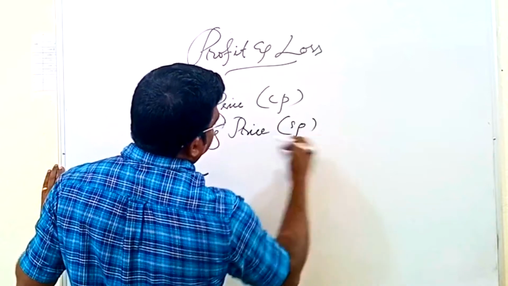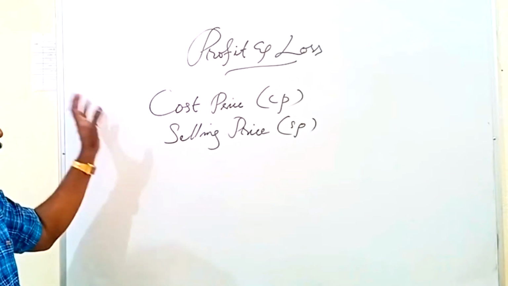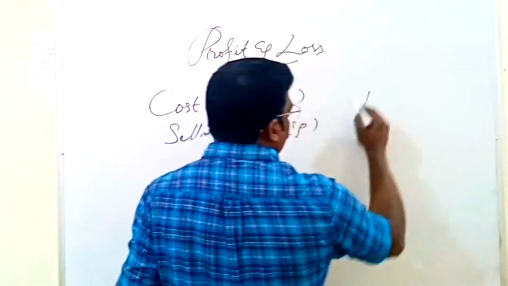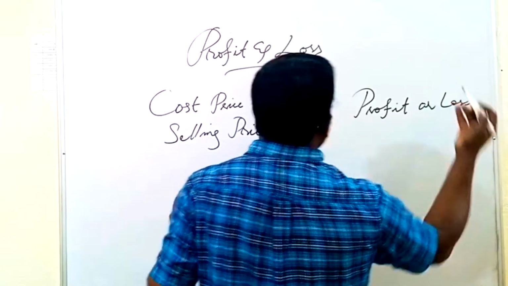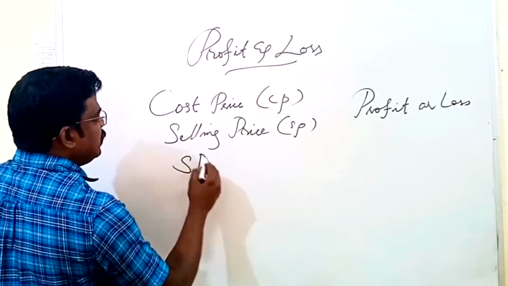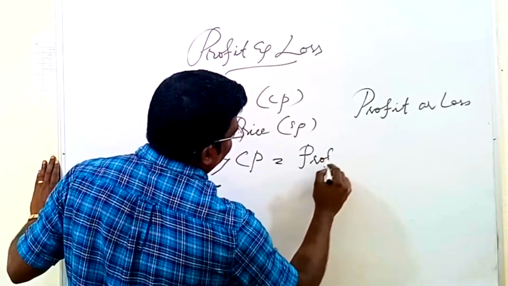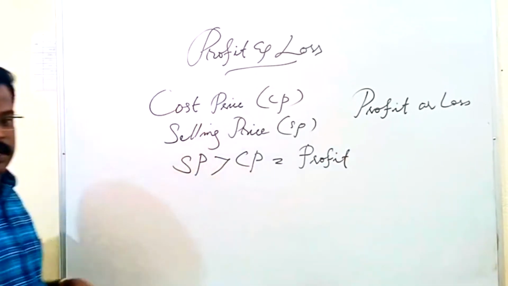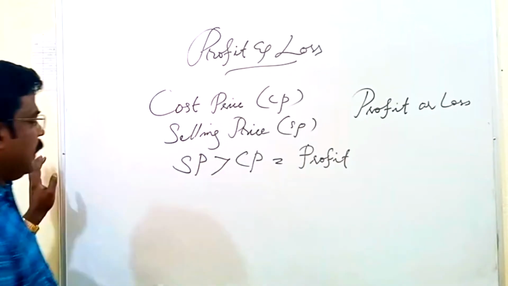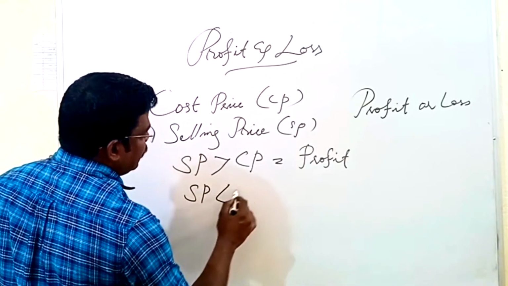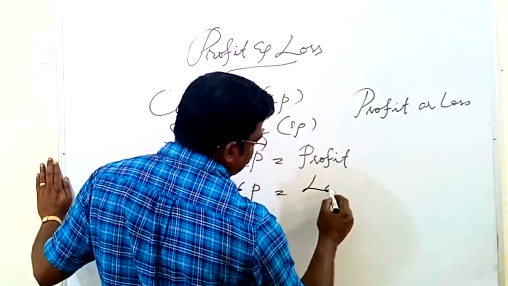Selling price or SP. So actually the difference between selling price and cost price will decide whether there is a profit or loss. So here, if selling price is greater than cost price, then there is a profit. If selling price is less than cost price, or cost price is greater than selling price, there is a loss.